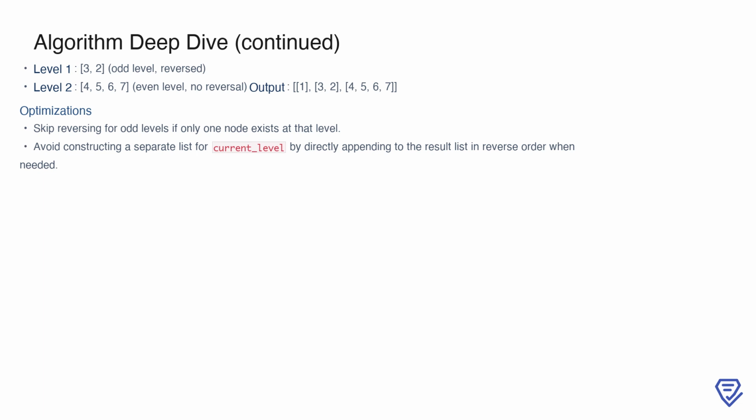To optimize further, we can skip reversing odd levels if there is only one node at that level, as no change would occur. Additionally, instead of constructing a separate list for current_level, we can append values directly to the result list in reverse order when needed, reducing the overhead of list manipulation. These optimizations ensure the solution is not only correct but also efficient for larger input trees.